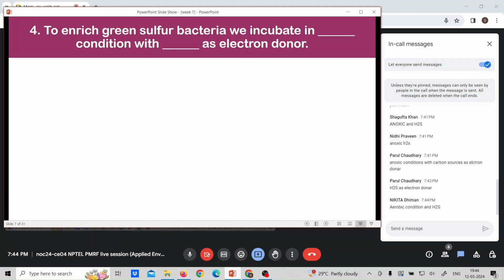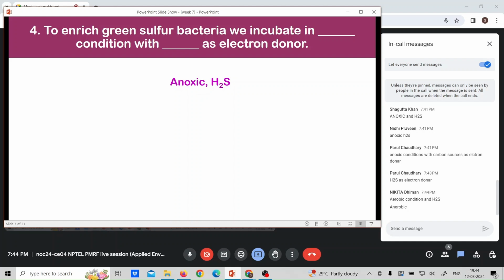Okay, there is a handful of responses, and yes, all of you are right. It is not aerobic; it's anoxic. Green sulfur bacteria cannot survive in the presence of oxygen. As the name indicates, it is a sulfur-associated bacteria, so the electron donor will be hydrogen sulfide. It can metabolize hydrogen sulfide, and it does that in anoxic conditions. Obviously, using oxygen is very easy for most microorganisms. This happens in anoxic conditions.